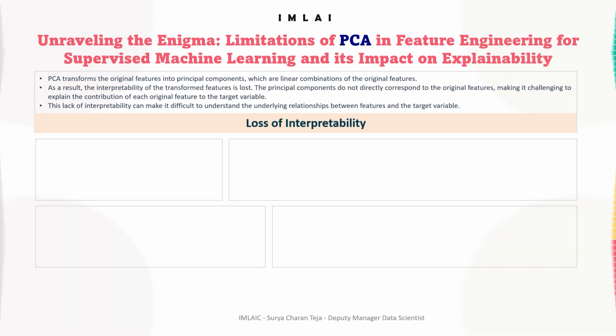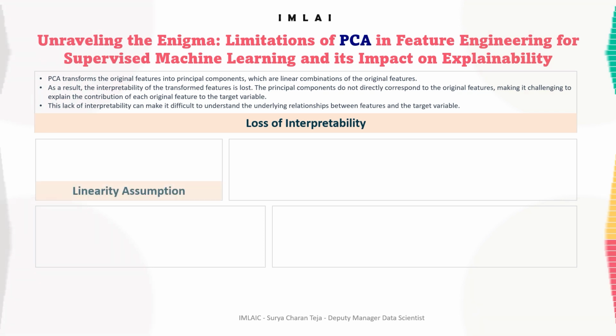You are not sure, because the principal component is nothing but a linear combination of the original features. That's why you're not sure what it is. You don't know about your principal component exactly. So the explainability, the interpretability, is very low. This lack of interpretability can make it difficult to understand the underlying relationships between the features and the target variable. So what's next?